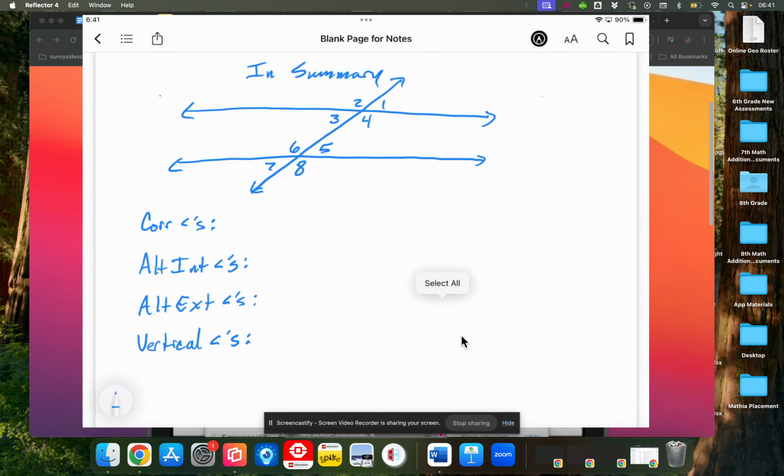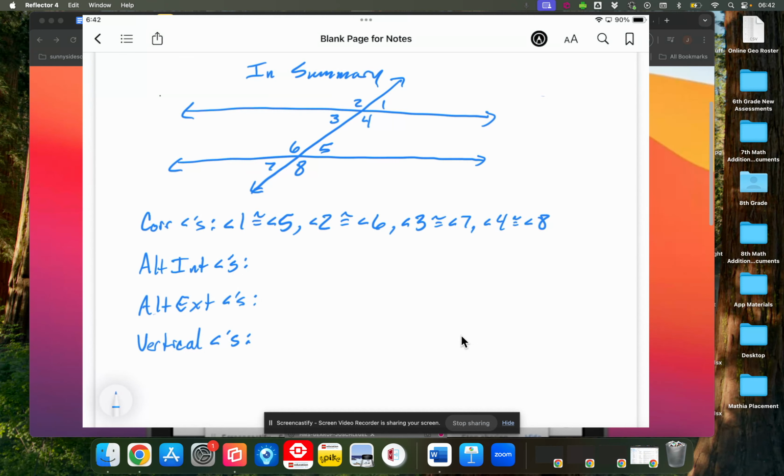So corresponding angles, I'll start with angle 1 and work my way around. Angle 1 and angle 5. I will say that angle 1 is congruent to angle 5. I'm not going to worry about making a measure statement right now, just a congruent statement. I see angle 2 and angle 6 are corresponding, so angle 2 is congruent to angle 6. I see that angle 3 and angle 7 are corresponding, so angle 3 is congruent to angle 7. And I see that angle 4 is congruent to angle 8.